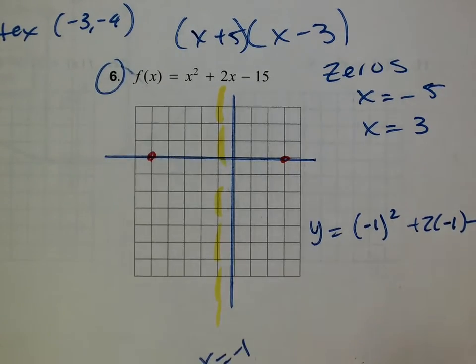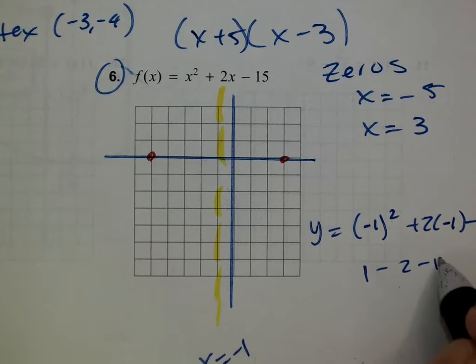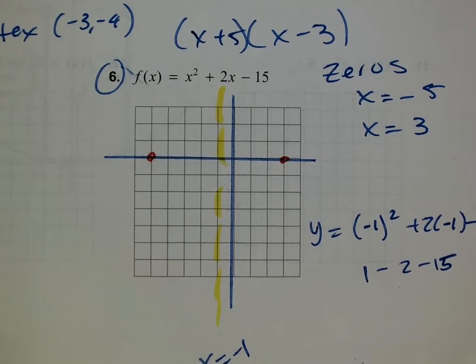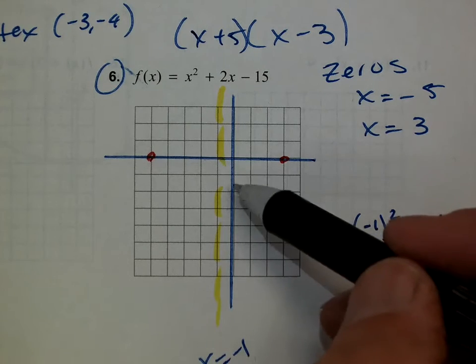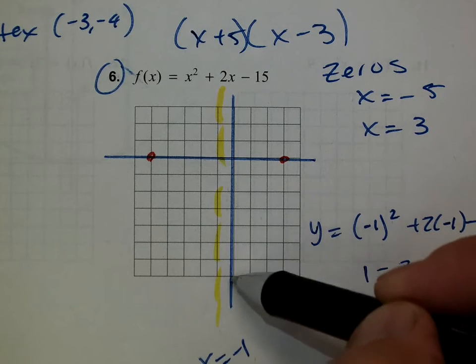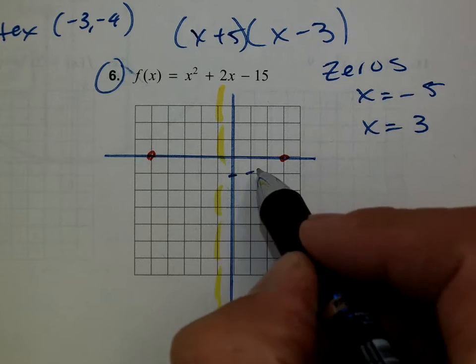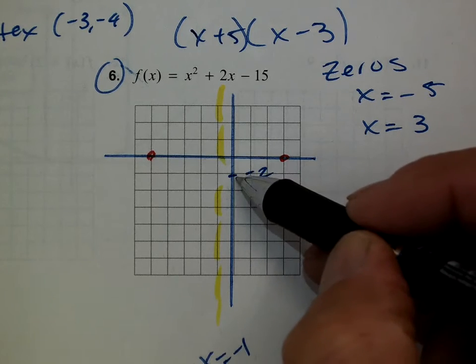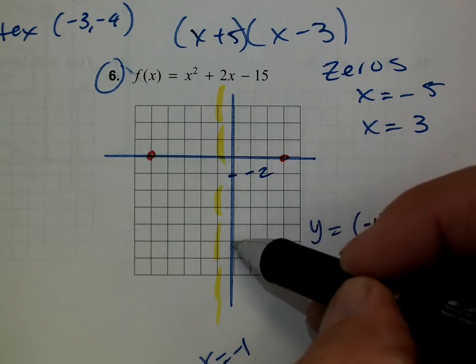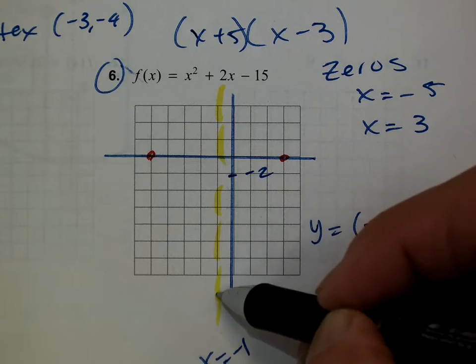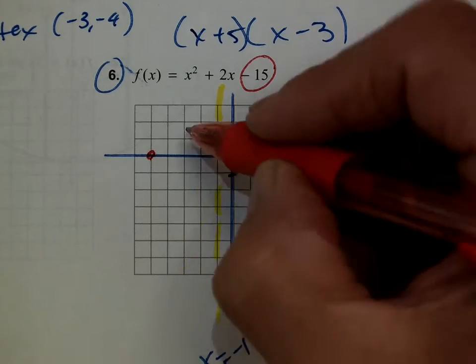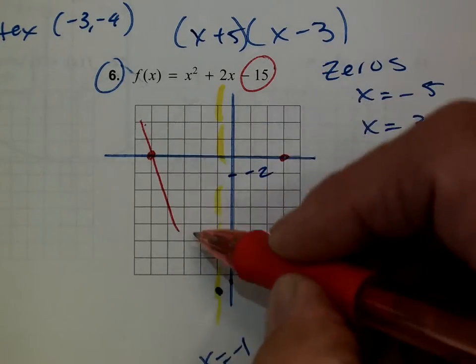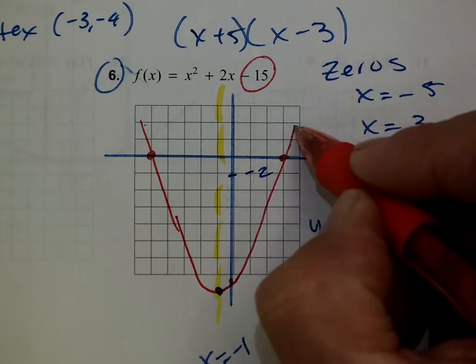And I'll get 1 minus 2 minus 15, which is -16, I think, right? Let me count by 2s: -2, -4, 6, 8, 10, 12, 14, -16. And I also know I have a y-intercept of -15, which could be right about there. There's my graph.